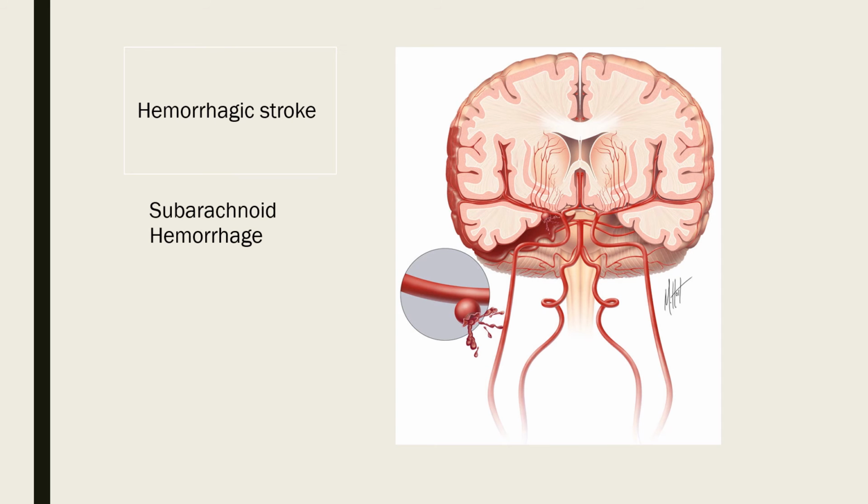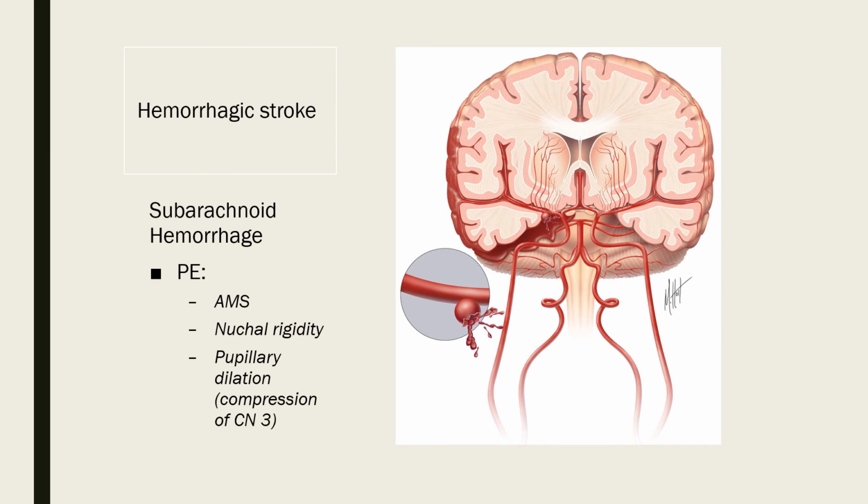Now I'll touch briefly on hemorrhagic strokes. So first, subarachnoid hemorrhage, which is a broken blood vessel on the surface of the brain. On physical exam for these patients, you're going to have altered mental status, you're going to have nuchal rigidity, which is inability to flex the neck forward, and you'll have pupillary dilation. This is typically due to compression of the third cranial nerve, or the oculomotor nerve.